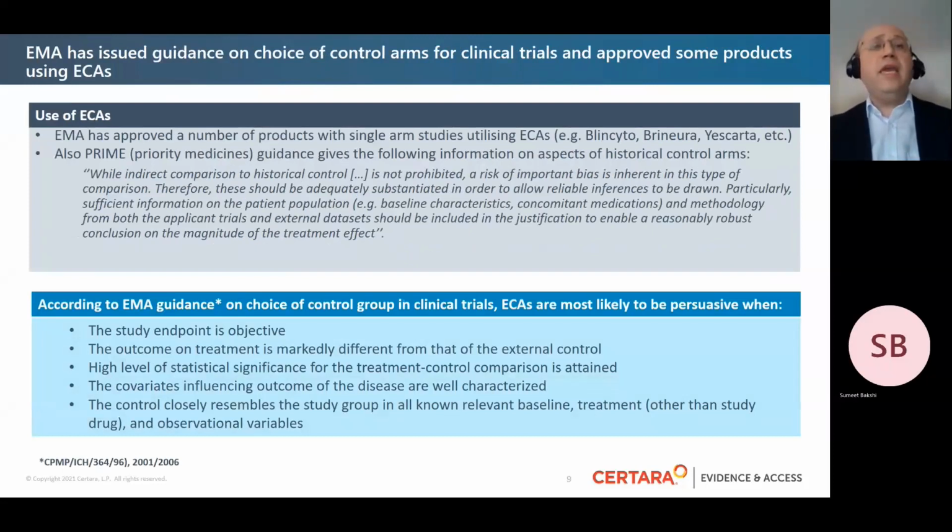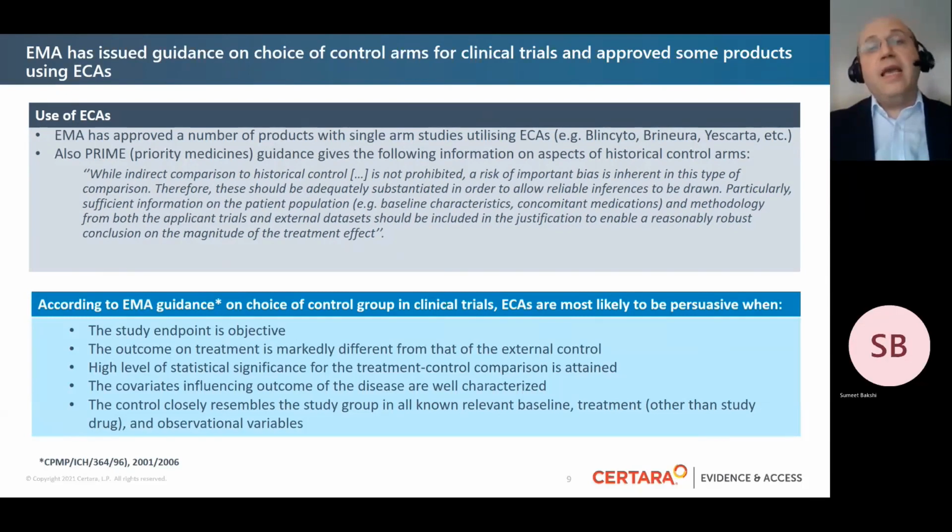EMA has also issued guidances on the choice of control group in clinical trials since 2001, and also approved some products using external control arms such as Blincyto, Brineura, Yescarta, and so on. And they also reflected the potential use and limitations of historical control arms in their PRIME guidance on priority medicines.